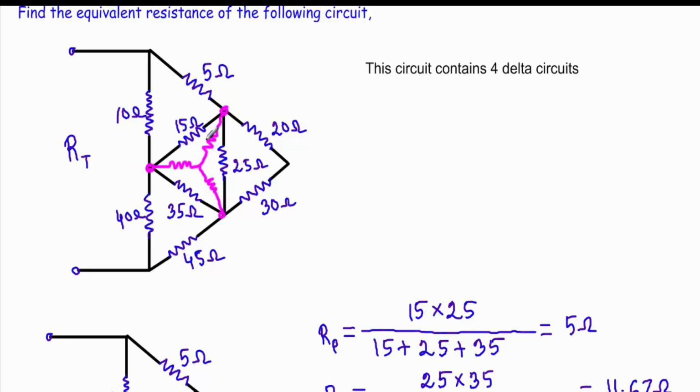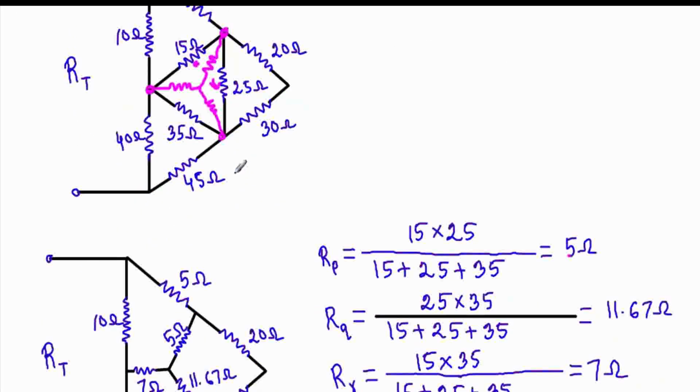So if I want to calculate this resistance, I will multiply this 15 and this 25, and that resistance I have denoted with RP. RP equals 15 into 25 divided by the sum of 15 plus 25 plus 35, which will be equal to 5 ohm. After that I will calculate this resistance, let's say this is RQ. I will multiply the adjacent ones, 25 and 35, and divide by the sum of these three resistances. That means 25 into 35 divided by 15 plus 25 plus 35 equals 11.67 ohm.